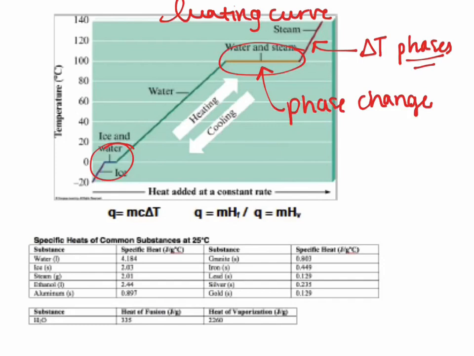So when you look at this phase change diagram and how much heat is involved, Q equals mcΔT is going to be our slanted lines. That is where we have our phases: solid, liquid, or gas. Whereas heat of fusion or heat of vaporization is going to be those flat lines.